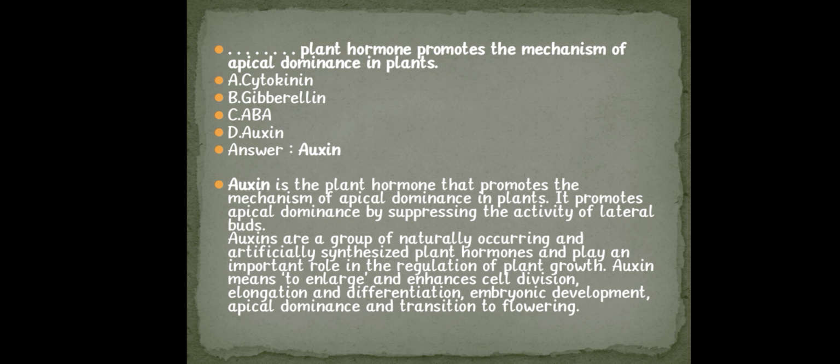Also these auxins are a group of naturally occurring and artificially synthesized plant hormones, and they play an important role in the regulation of plant growth. These auxins help to enhance cell division, cell elongation and cell differentiation. They also have a role in embryonic development, apical dominance and transition to flowering. So for the promotion of apical dominance, the hormone is auxin.